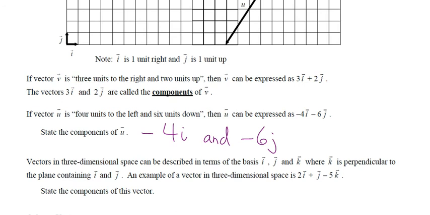Okay? So they have signs associated with them, right? I mean, what does negative 4i say? Which way is he going? Go left. And negative j says? Down.